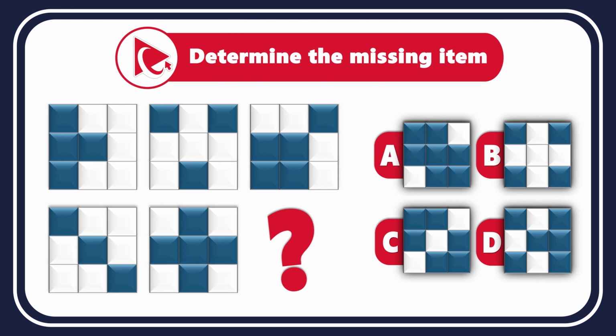You're presented with 5 squares, and the 6th square is missing. Obviously, there's a pattern here, and once you determine the pattern, you need to select your answer out of 4 possible choices. Choices A, B, C, and D. Take a close look to see if you can come up with the answer.